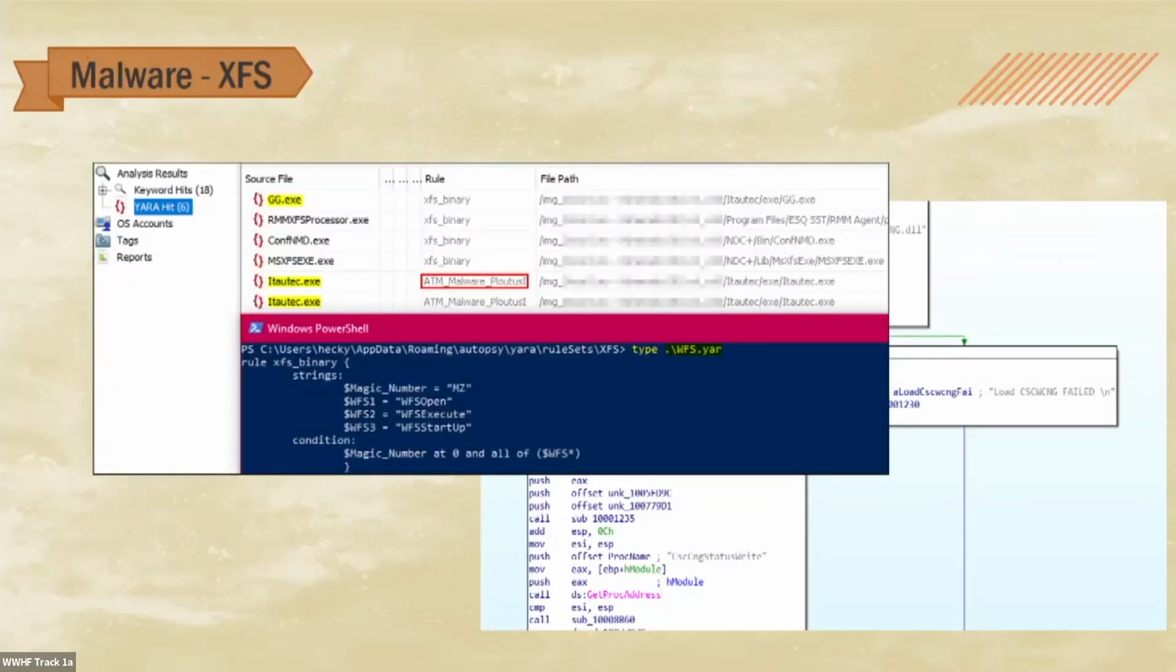For example, this is an example of Malware-XFS. I was doing here a forensic analysis of a malware.